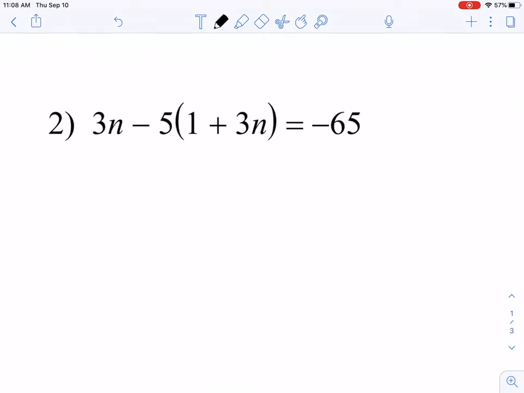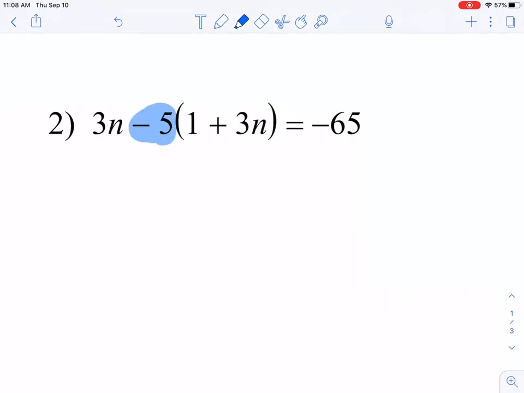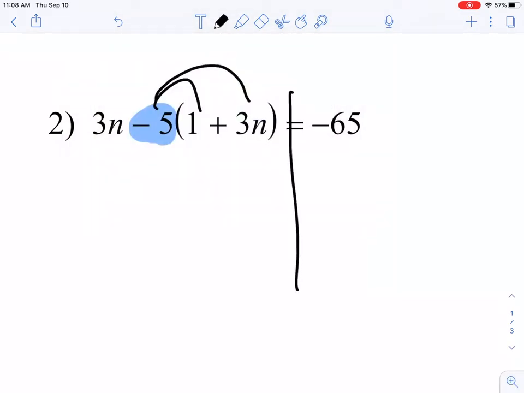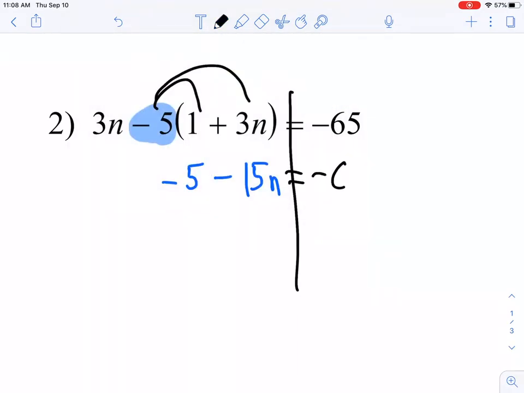In number 2, we are taking, again, our term that's distributing. We always look to distribute first, then combine like terms. So when I distribute this, I do negative 5 times 1 to get negative 5, and negative 5 times 3n to get negative 15n. I want to rewrite the rest of my equation, negative 65 and 3n.